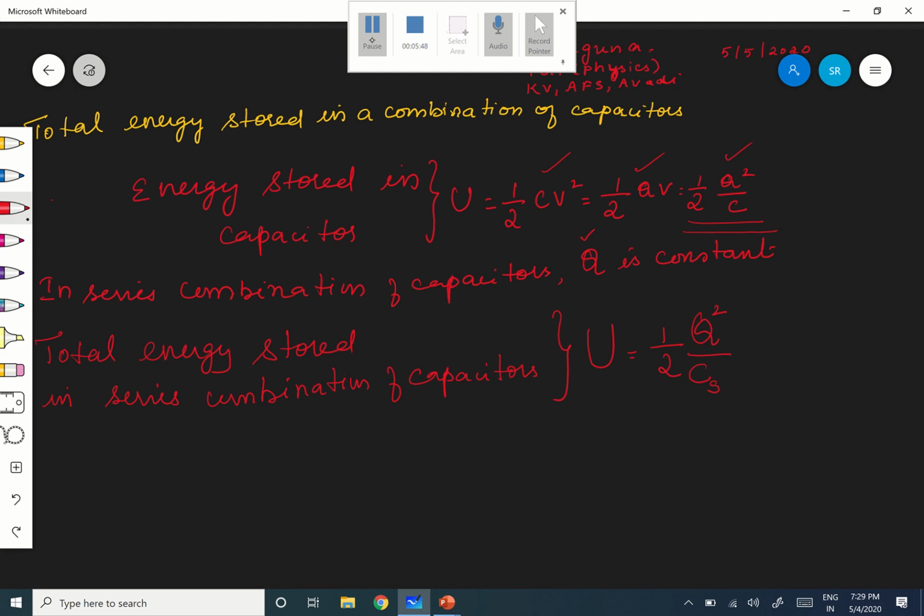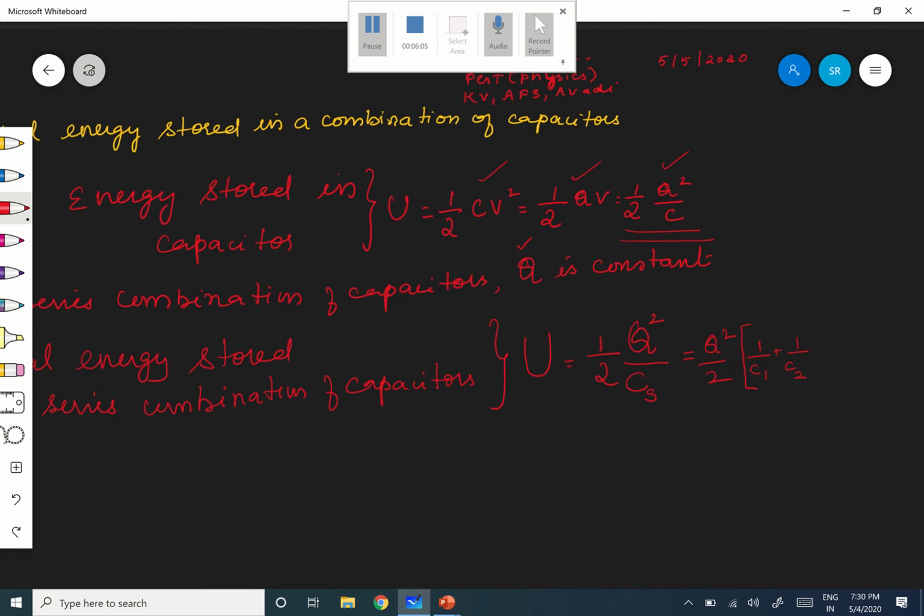Taking Q squared by 2 out, you know very well that when they are connected in series, 1 by CS is equal to 1 by C1 plus 1 by C2 plus etc. plus 1 by Cn. Therefore U is equal to half Q squared by C1 plus half Q squared by C2 plus etc. plus half Q squared by Cn.